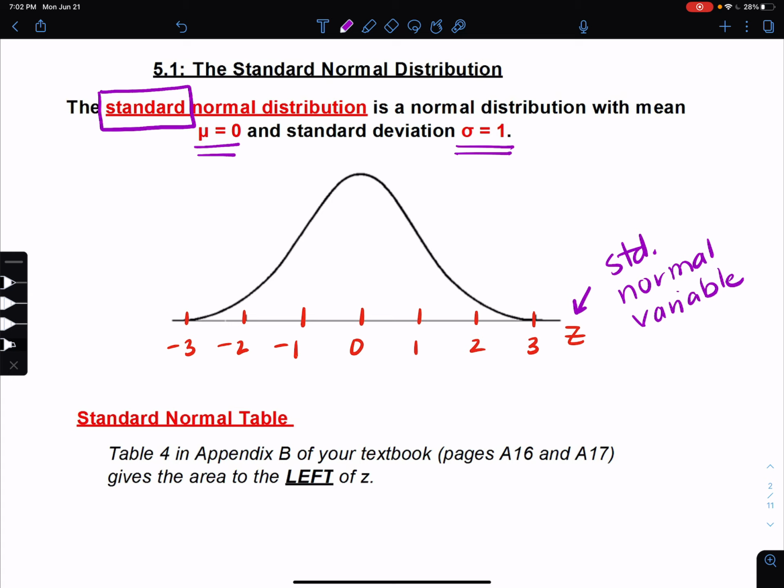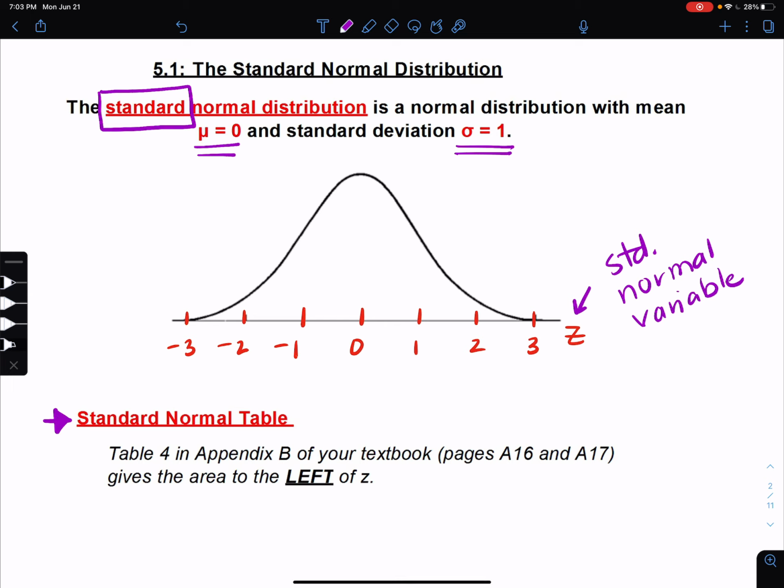Now, what we're going to be trying to do is figure out the area under the curve for different regions. So we know the total area is equal to 1. We want to be able to focus in on a particular area and determine the area of just that one region. And what we're going to use to do this is something called the standard normal table.